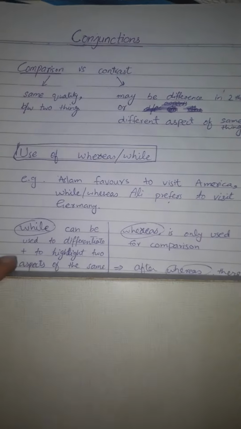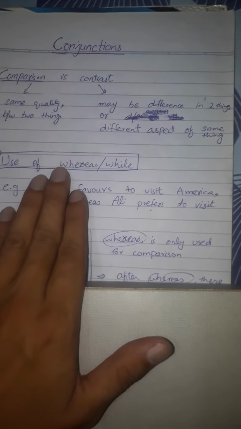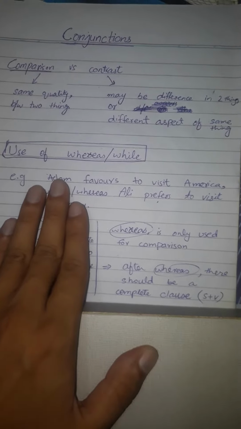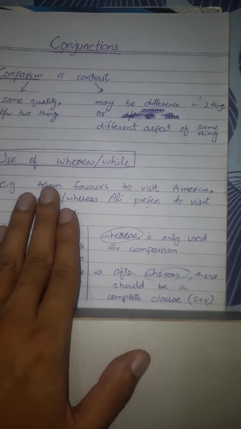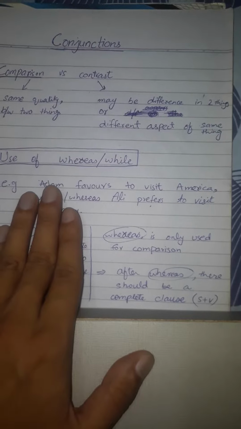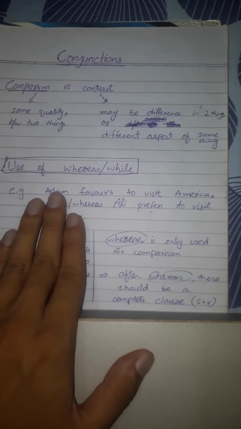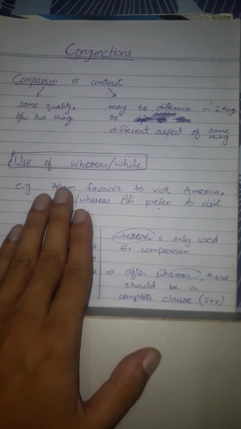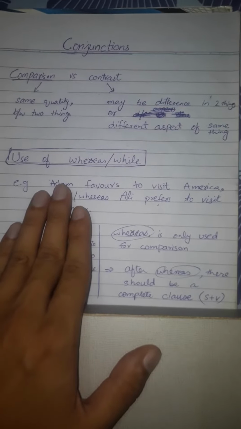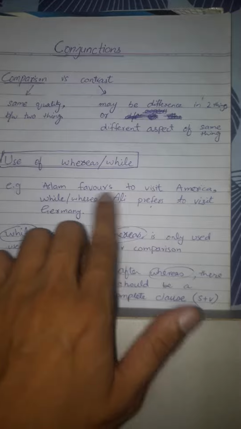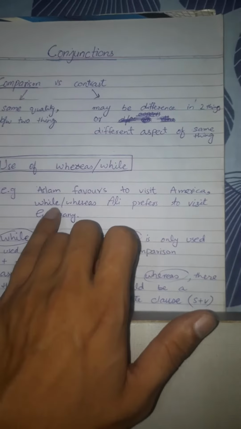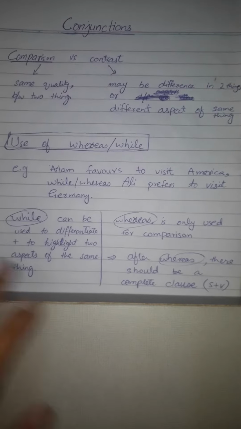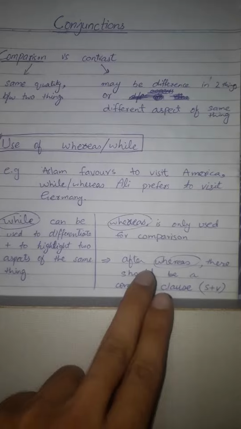Here goes the example. Whereas will be used only and only when there is a comparison between two different things, right? After whereas, there should be a complete clause. It means that after that, you cannot end up if there is only subject or verb. Both should be present. Just look at this example. Aslam favors to visit America. Before while and whereas, you have to use a comma, right? Now you understand where to use whereas.